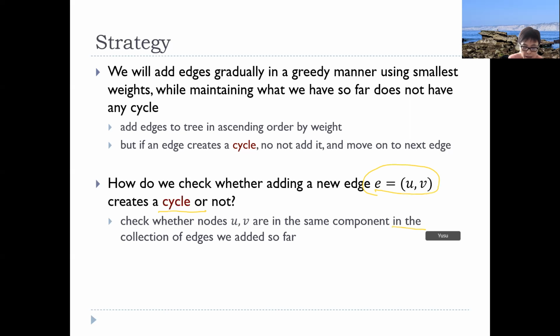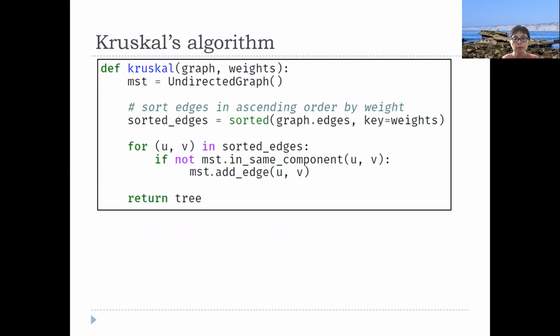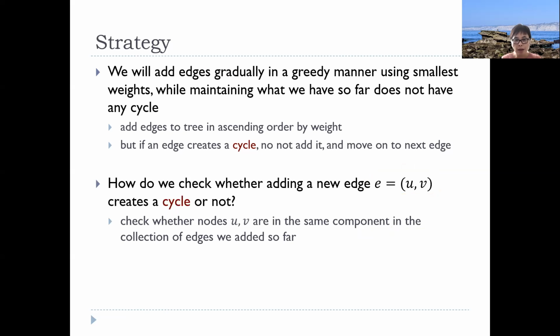This is in the collection of edges we added so far, basically in the existing partial tree we already computed. We need to be able to check whether this edge is valid or not, whether it forms a cycle or not. Okay, so how do we do that? Let's assume that we have a way to do this, and I'm coming to this in a minute.